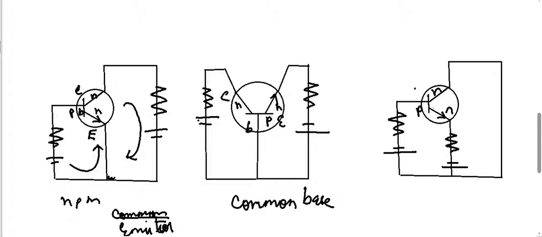And the last one, I want you to do as an exercise. Here also you will see that the emitter is forward biased and the collector is reverse biased. Here the collector is connected to both base and the emitter. I want you to figure out for yourself how this type of construction works. This is known as common collector type.